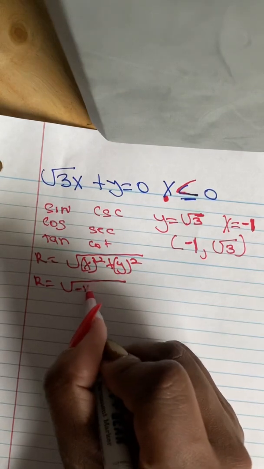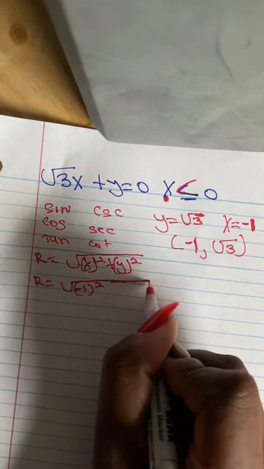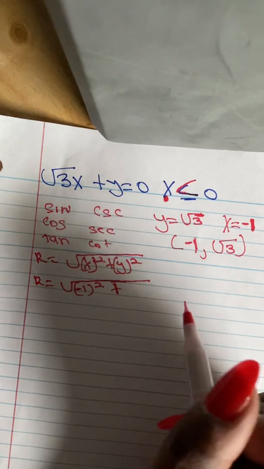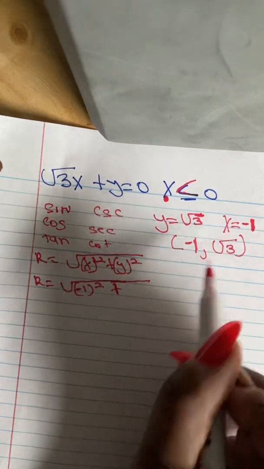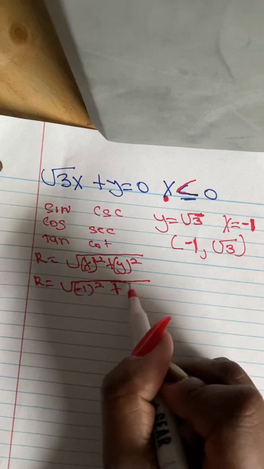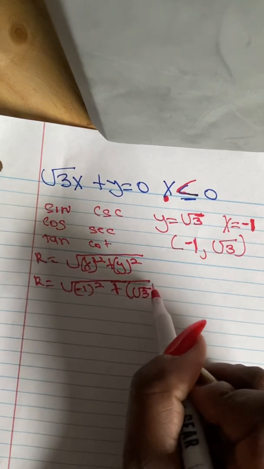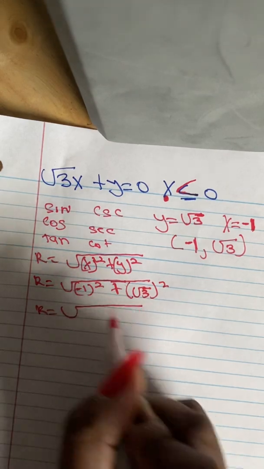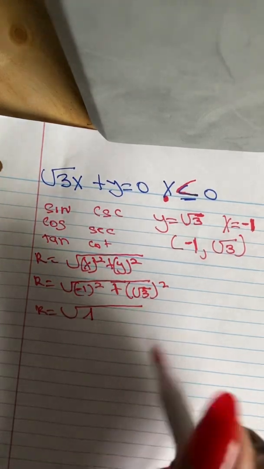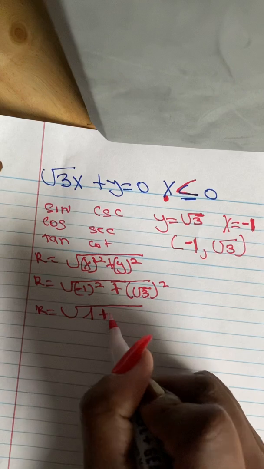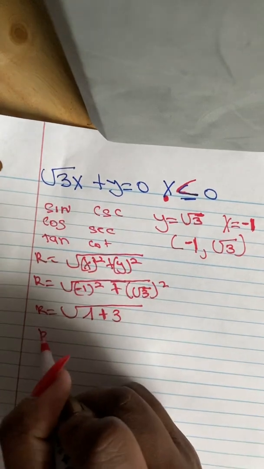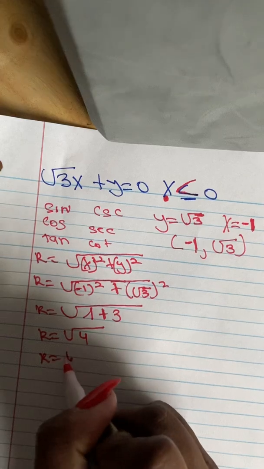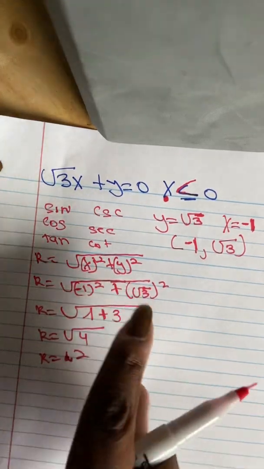And here, all we have to do is continue to plug it in. X squared, which is -1 squared, plus square root of 3 squared. R is equal to 1 plus 3. R is equal to 4. R is equal to 2.